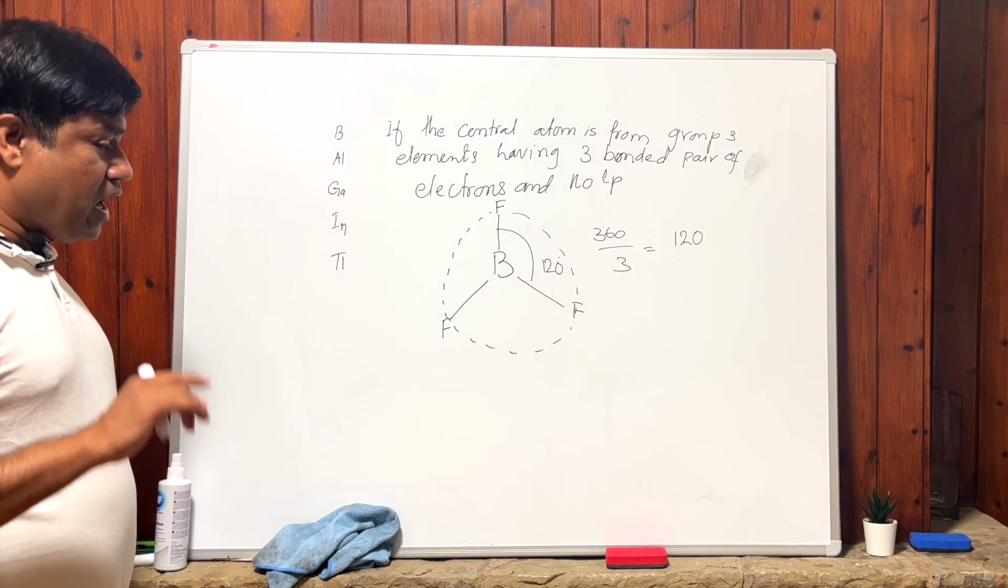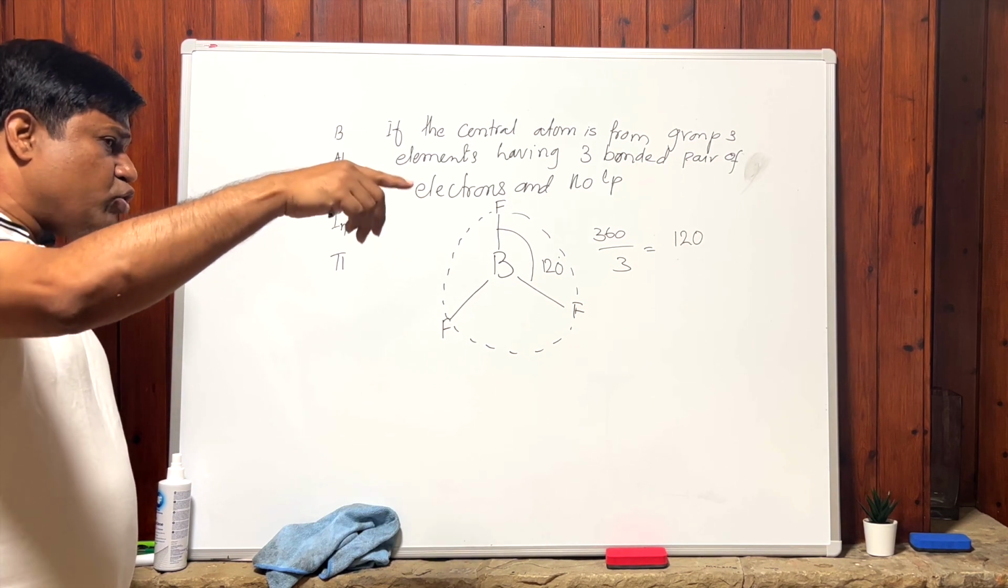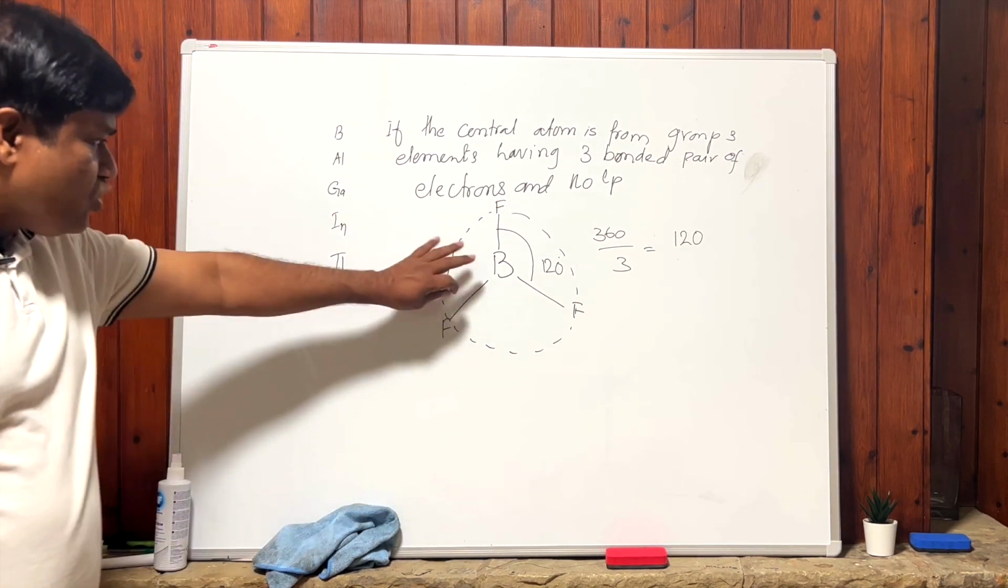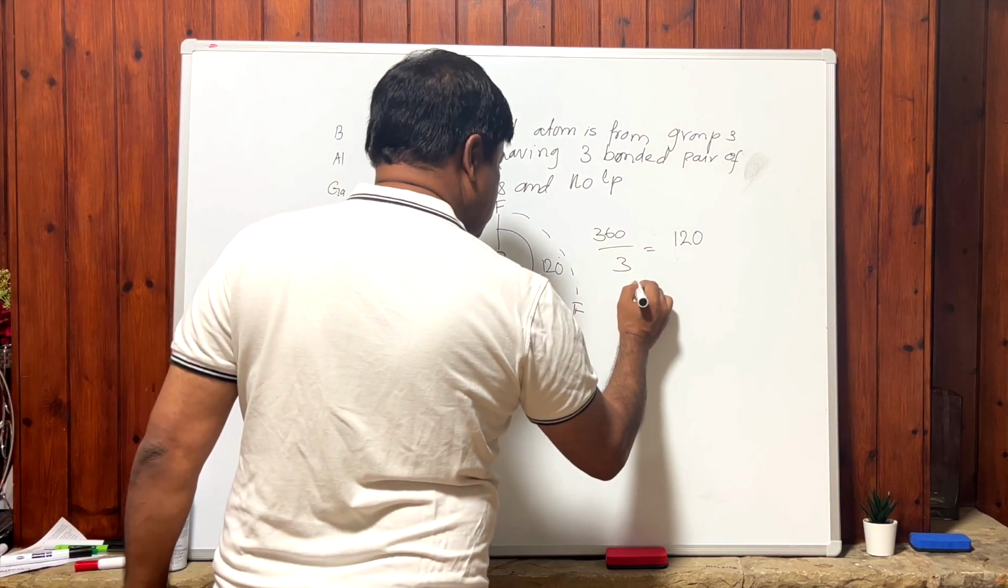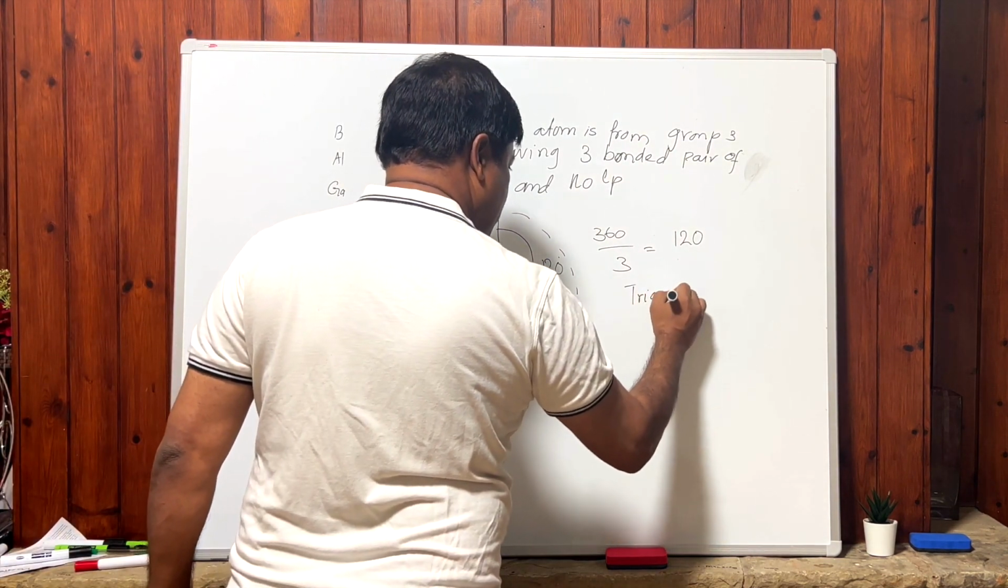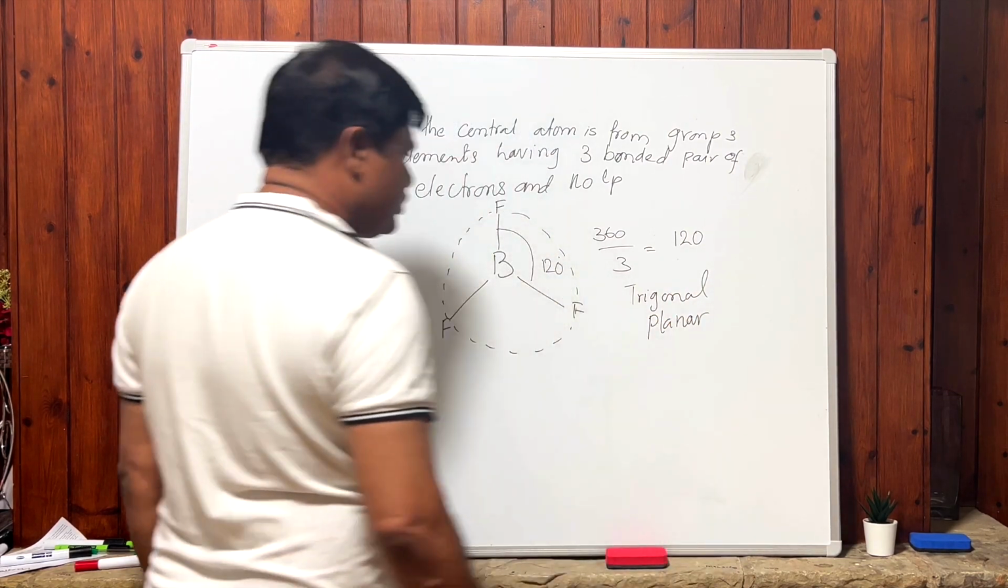It's planar. Ammonia is also planar, but because of the presence of the lone pair, it becomes pyramidal. This is not pyramidal, just trigonal planar. Planar molecule, not the 3D shape.